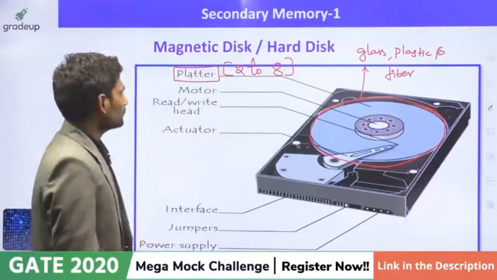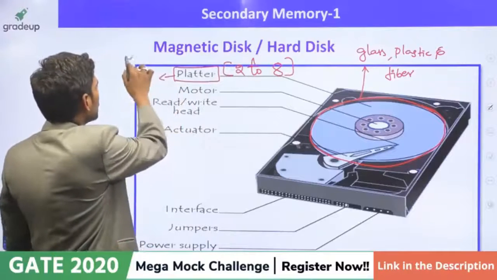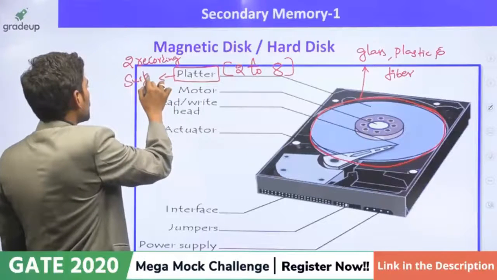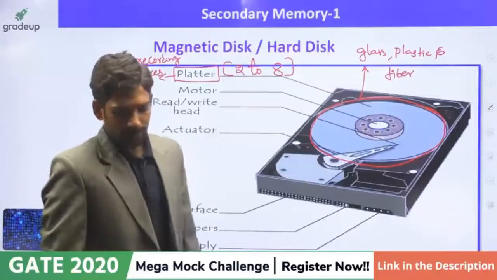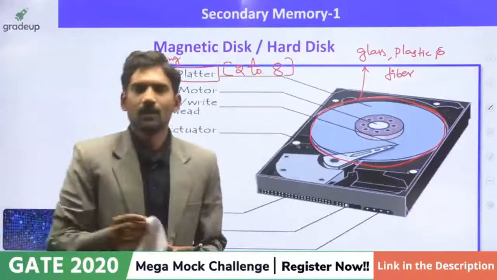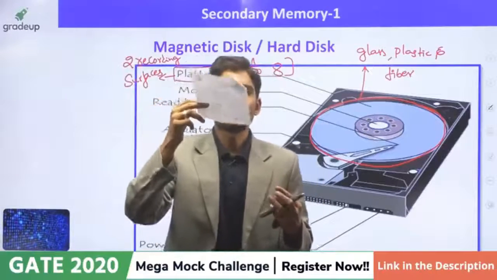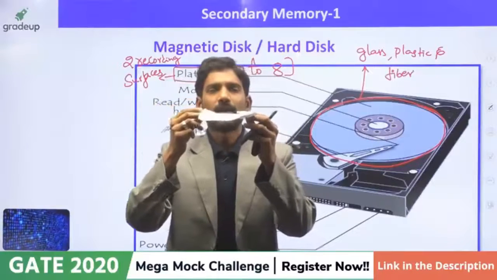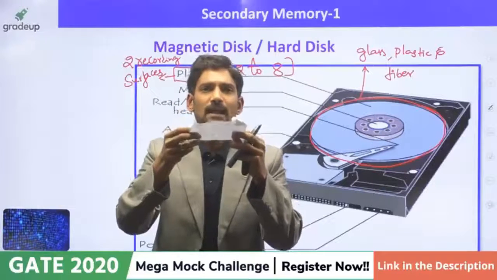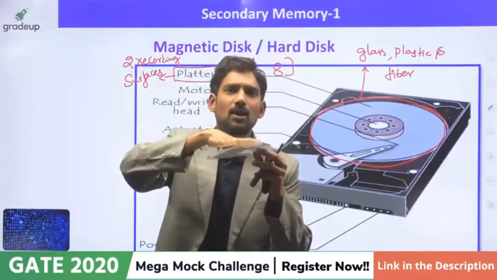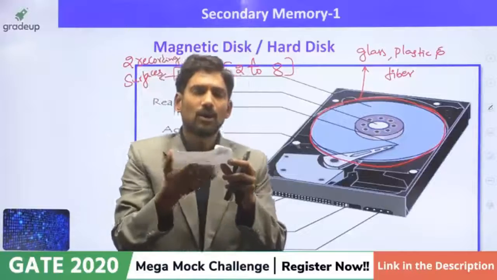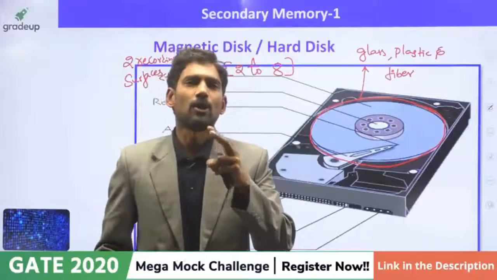Now, each platter will have 2 recording surfaces. Suppose this paper is the platter. Just like we write on both sides of a paper, each platter has the ability to record data on both sides. So on the top side as well as the bottom you can record. So we say each platter has 2 recording surfaces.